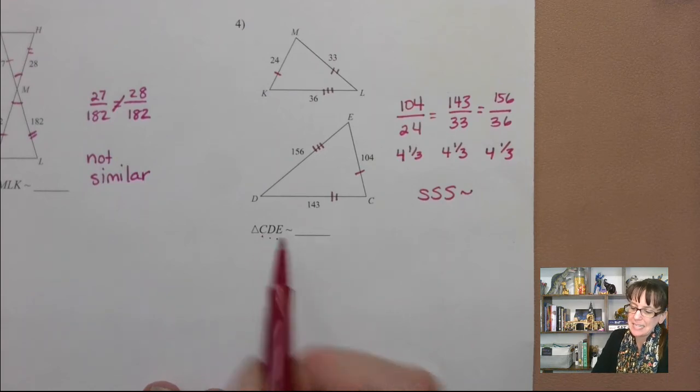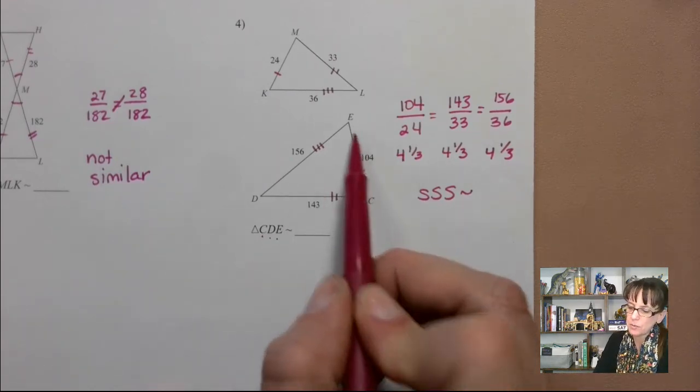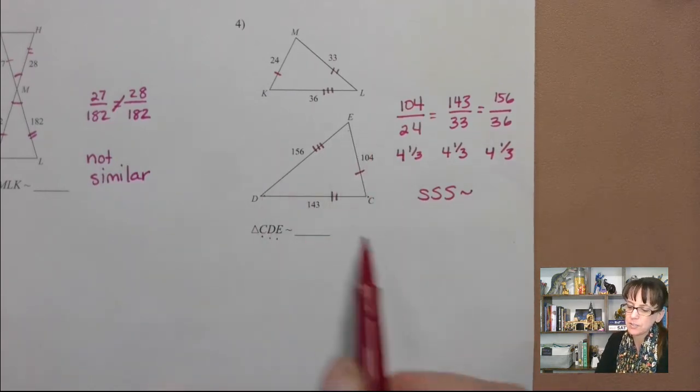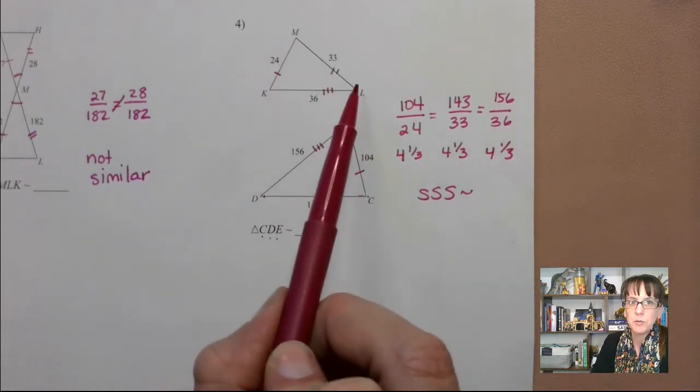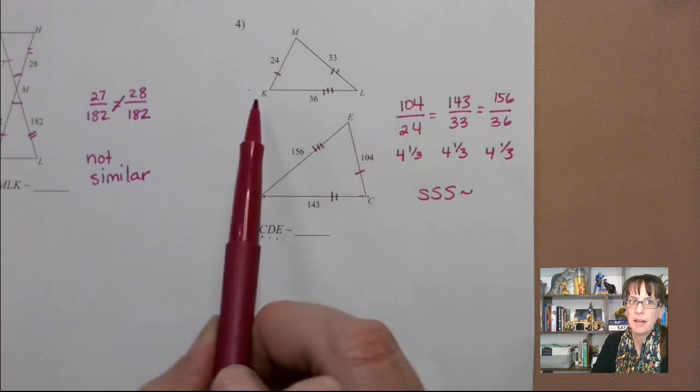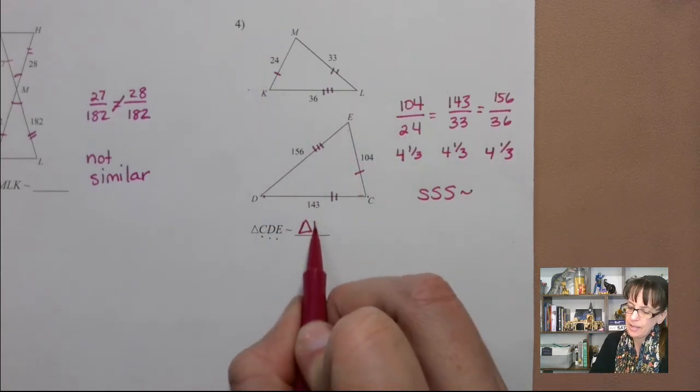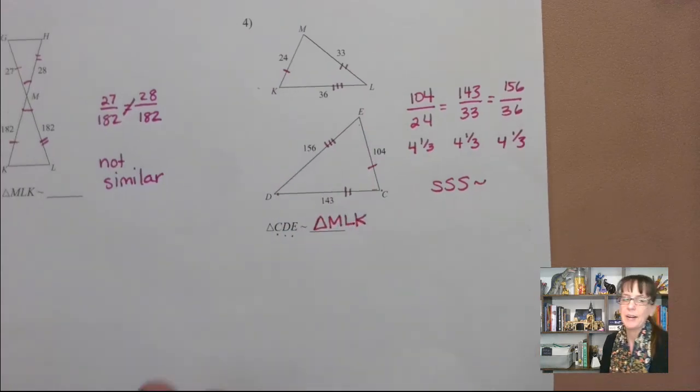Now, CDE is how it's already marked. So I went from my 2 dash to my 3 dash. So I have to go from my 2 dash to my 3 dash here. So that's going to be triangle MLK. All right, excellent job, friends.